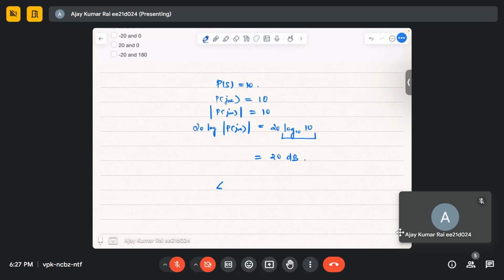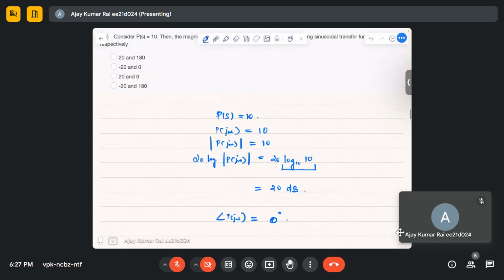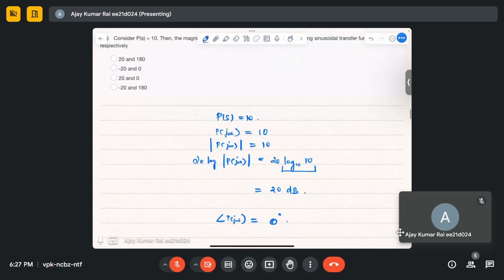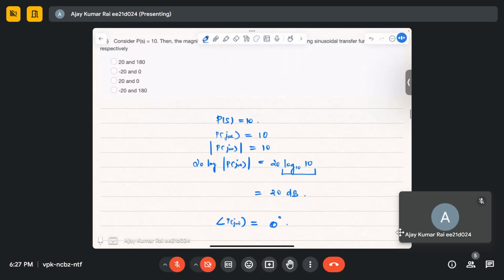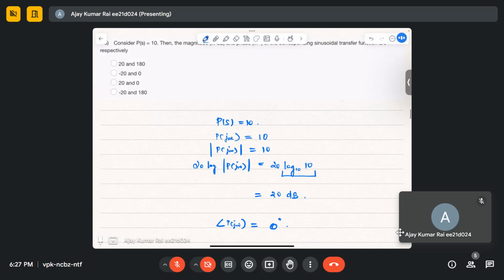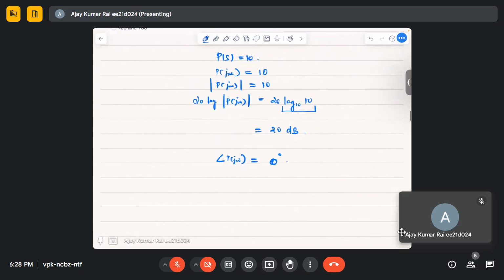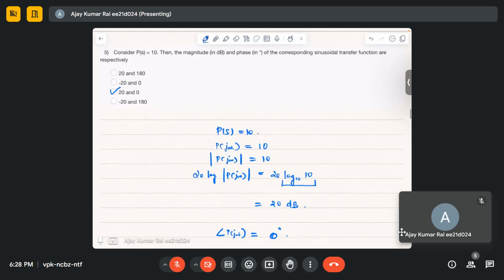And we have to find the phase also. You know the phase of P of j omega. This is 10, right? So 10 means 0 degree, just a constant. So magnitude is 20 dB and the phase is 0. So the third option is correct. Suppose if we have P of s equal to minus 10, then we could have said the phase is plus 180 degree. Magnitude remains the same, 10. Any doubt you have? Angle is 0 degrees.